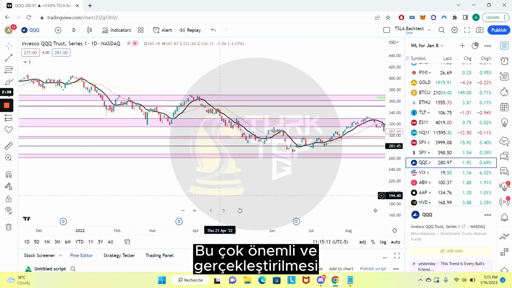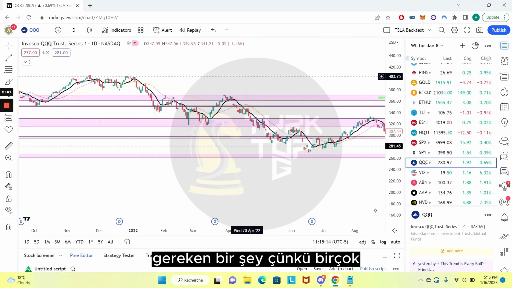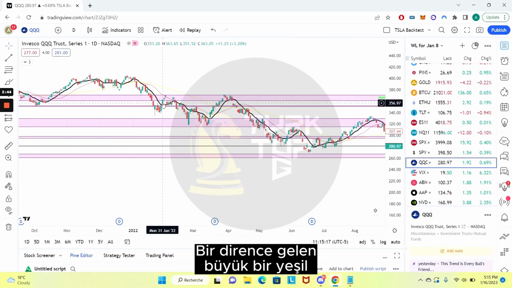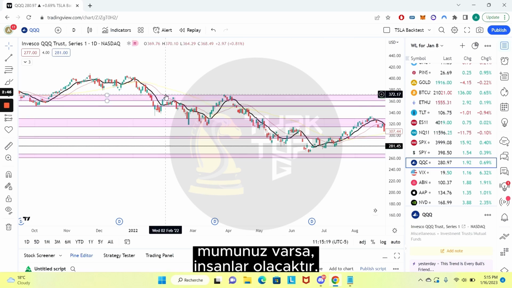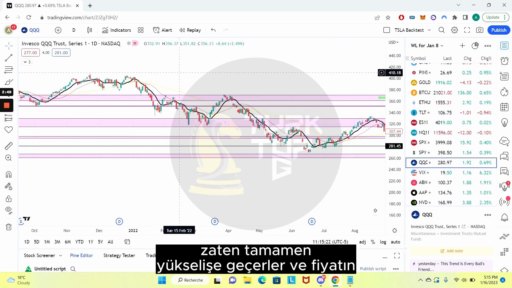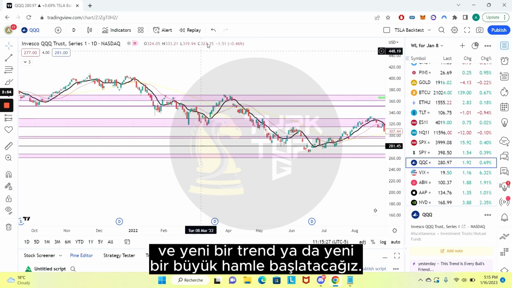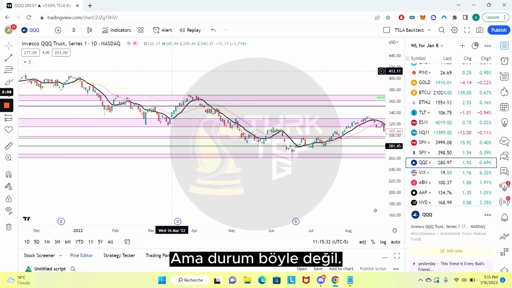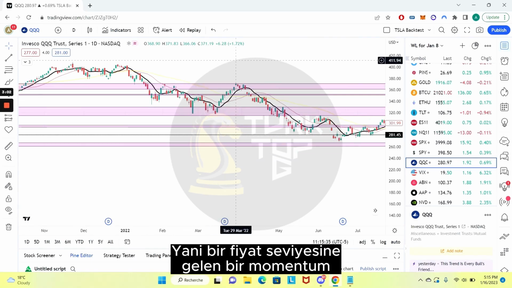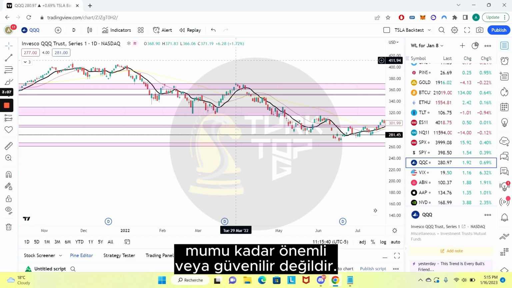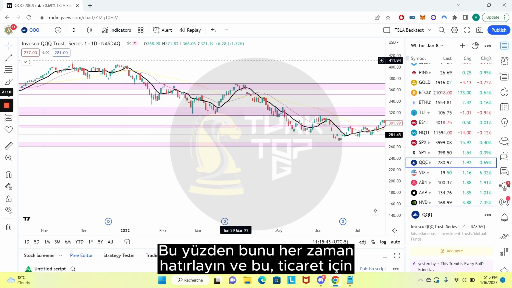So this is something that's very important and that should be realized, because a lot of times what will happen is if you have a big green candle coming into a resistance, people will be already all bullish and they will think that price will just go right through the resistance and we're going to start a new trend or a new big move higher. But that's not the case. So a momentum candle coming into a price level is not as important or not as reliable as the momentum candle leaving a price level. So always remember that, and this is going to be the basis of how to use candlesticks for trading.